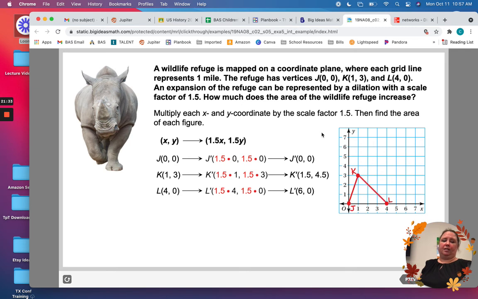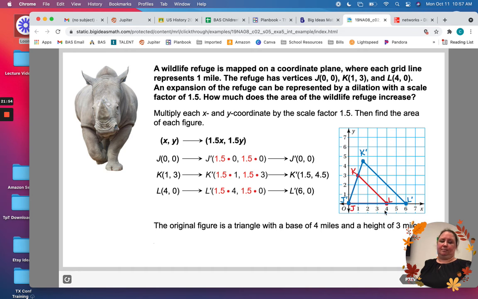So when you graph this, there's the original, and you graph the new points, you can see the difference. Your friend is talking. So you see between the red triangle and the blue triangle, we have extra space right here. It wants to know how much this increased. The original is how far across? Each one of these squares is a mile. So 1, 2, 3, 4. And how high? 3.